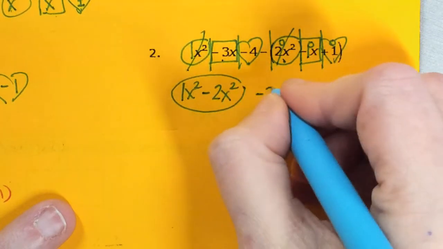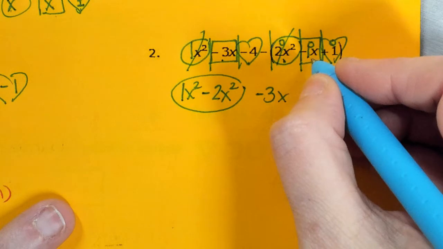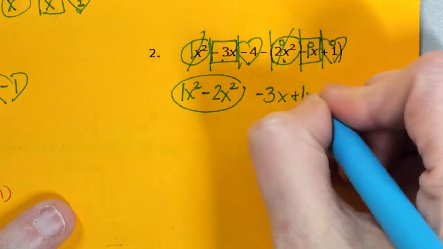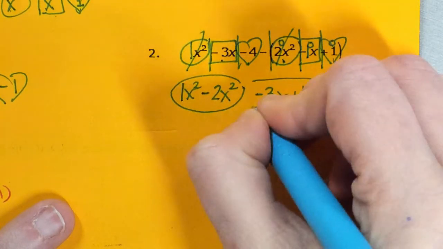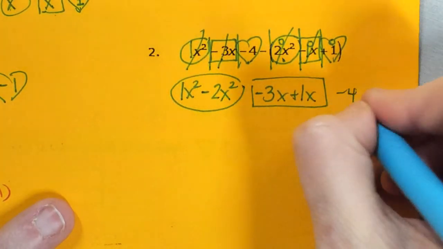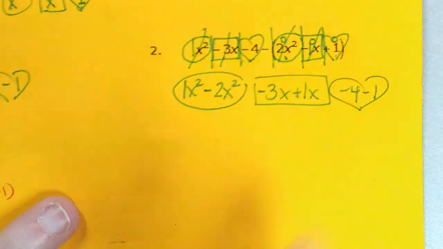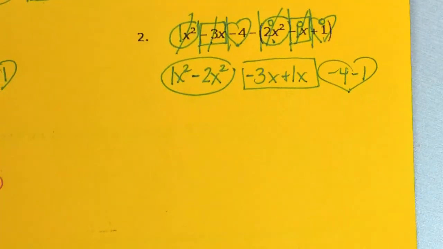Minus 3x, and it says minus 1x, but it says O over it. So the opposite of minus 1x is plus 1x. Cross those off. And then I have minus 4. And it says plus 1, but it says O, so I'm going to put minus 1. And that's my combined terms.